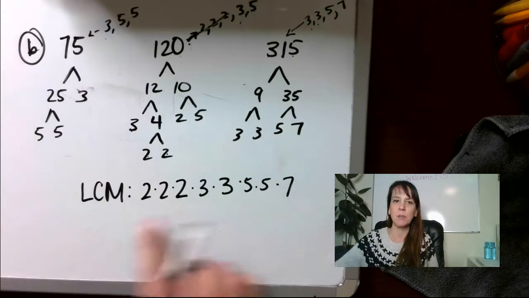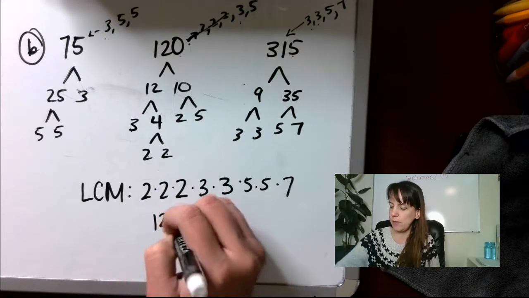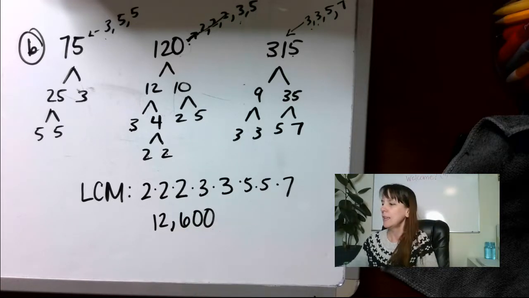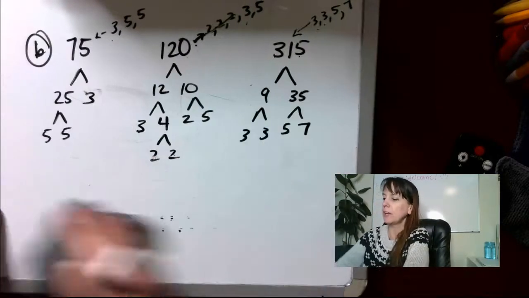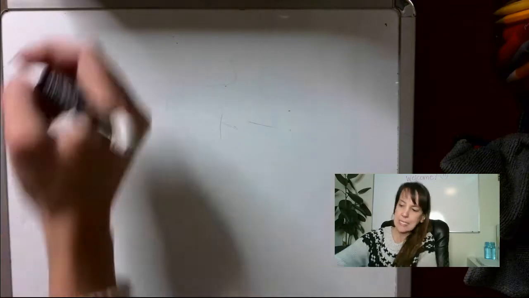So I'm going to take this big old number and throw that into my calculator. All right, multiply that all together, you get 12,600 as your least common multiple. It's definitely going to be smaller than if we multiplied all those numbers together. That'll give us a multiple, but not the least. All right, so then let's look at C.